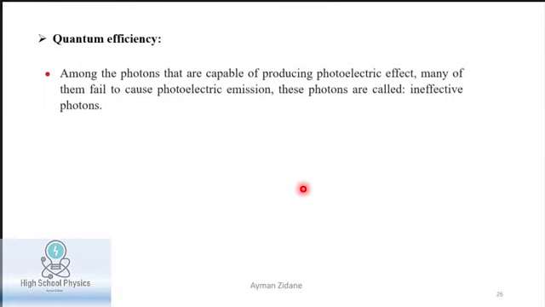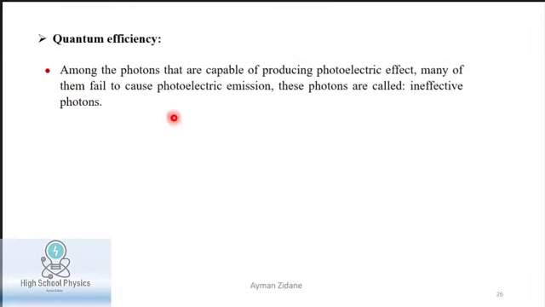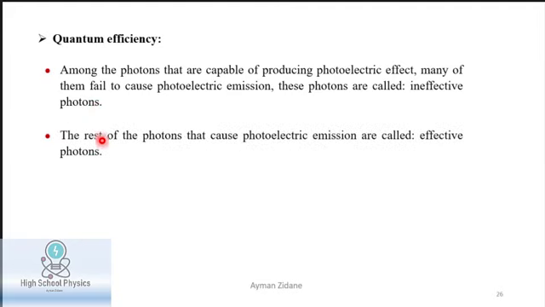The quantum efficiency. First, let's talk about the effective and ineffective photons. Among the photons that are capable of producing photoelectric effect, many of these photons fail to cause photoelectric emission due to different reasons. These photons are called ineffective photons. The rest of the photons that cause the photoelectric emission are called effective photons.